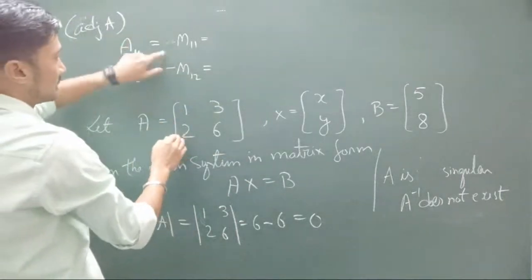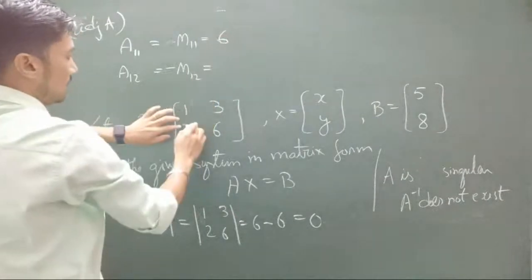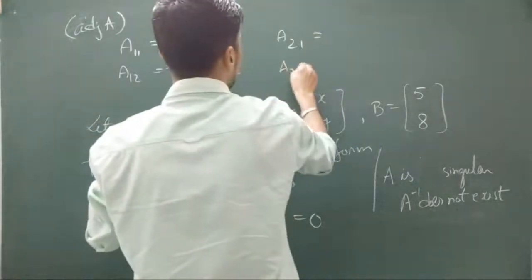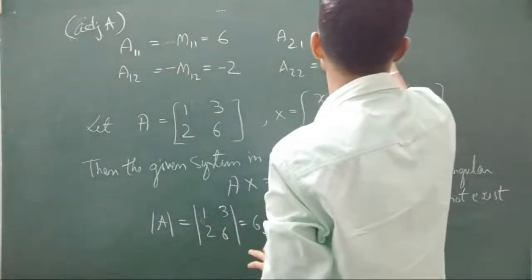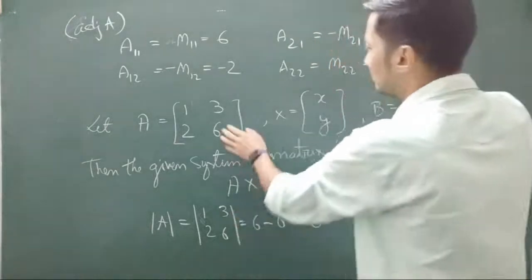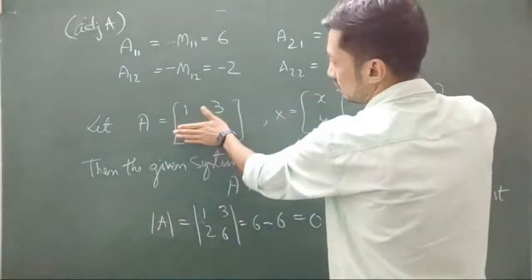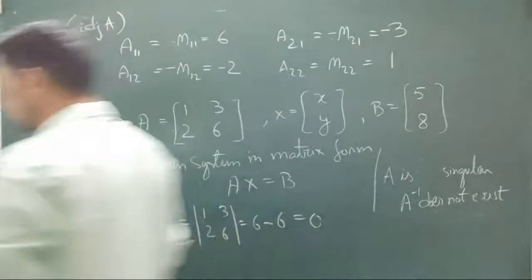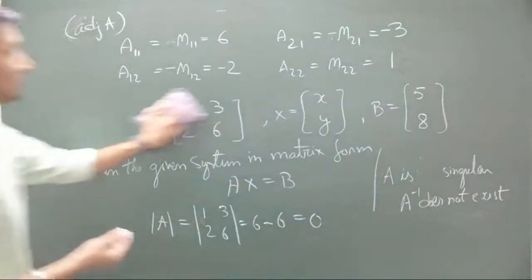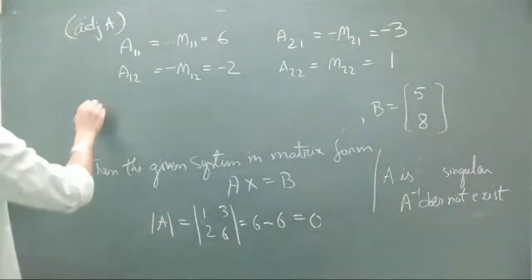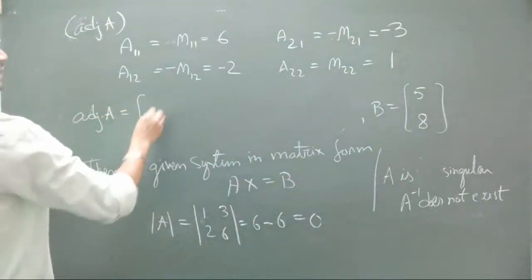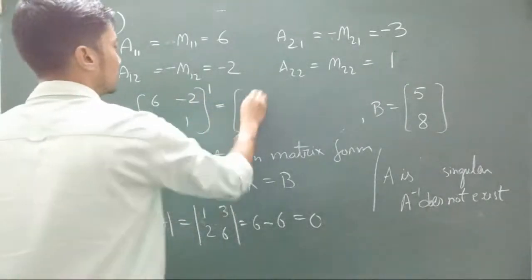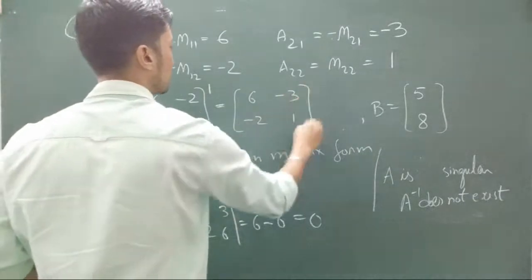So M11 is 6, M12 is 2, so A12 is minus 2. And A21, A22: A21 is minus of M21, M21 is 3, and A22 is M22, 1. So then our adjoint of the matrix A would be 6, minus 2, minus 3, 1, and its transpose is 6, minus 3, minus 2, 1.